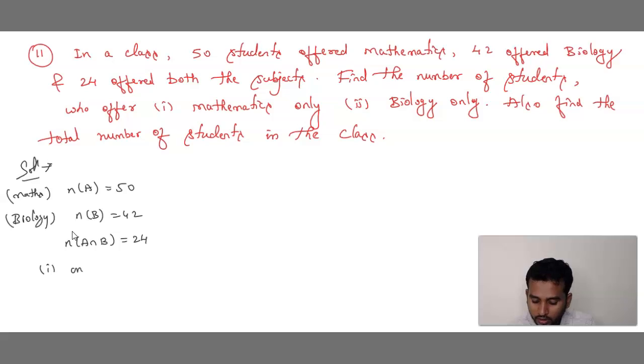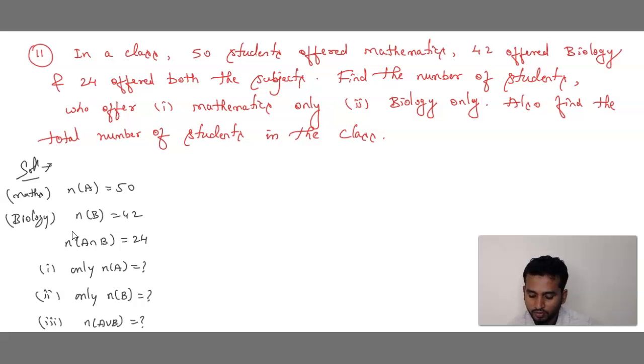Maths only, correct? That is only n of A we should find. Next, option 2, biology only means only n of B we should find. And also find the number of students in the class means total, how many students are there? That is option 3, that is n of A union B we need to find. Okay, so first you can write, let the number of students who offered maths 50, n of A, n of B. You can write this statement. Directly I am coming to solving the problem.